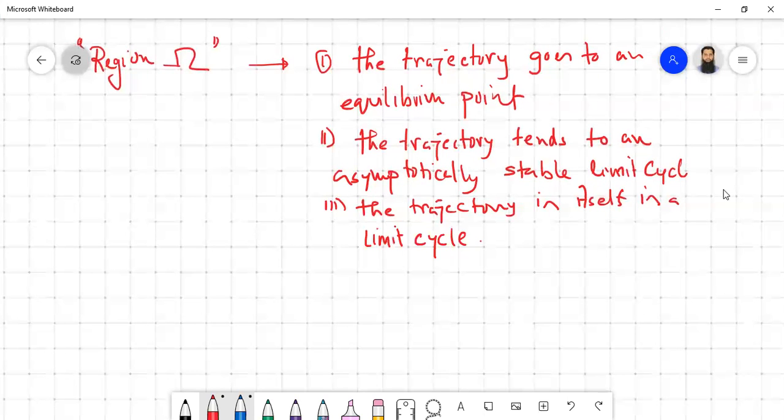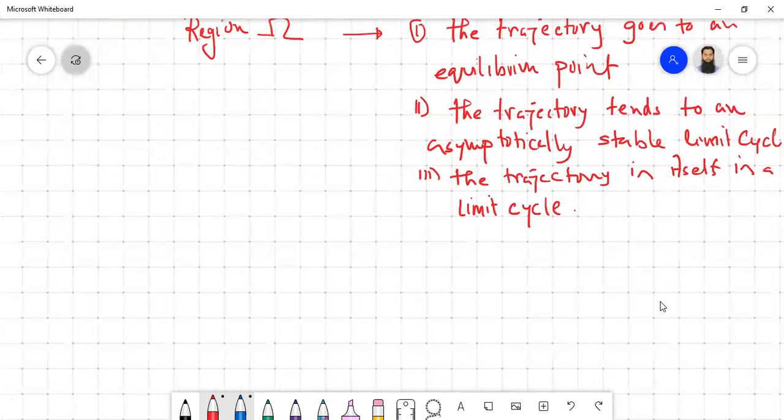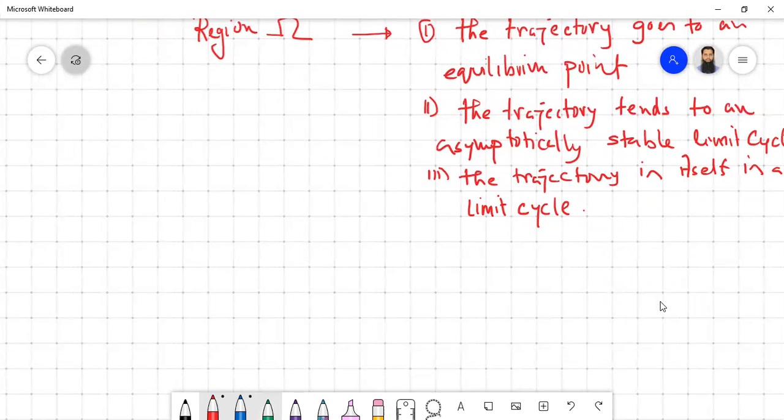So one of the three is true if you have a trajectory inside any confined, finite region. I think this is one of the important ones for finding the existence of a limit cycle. The derivation is slightly complicated at times, but the intuition is very, very simple.